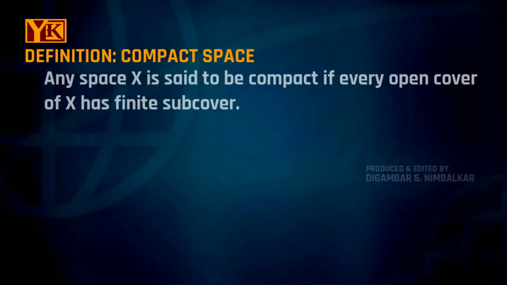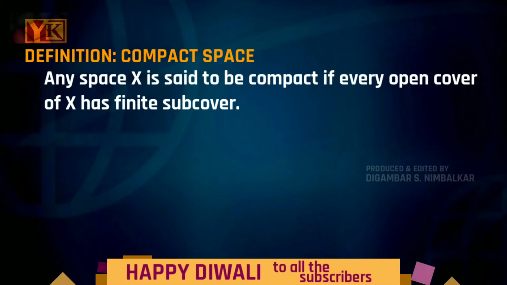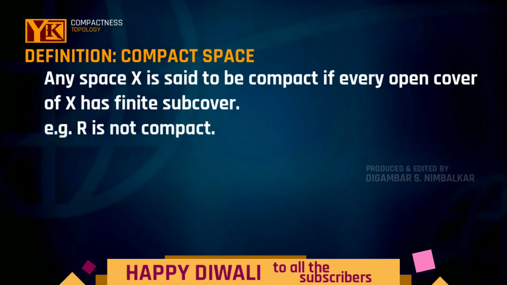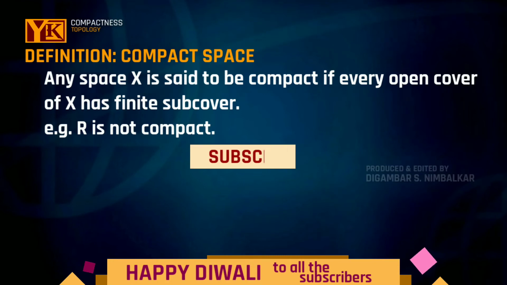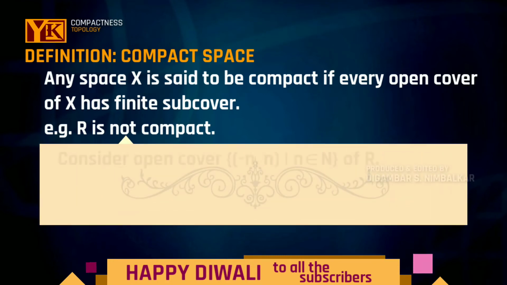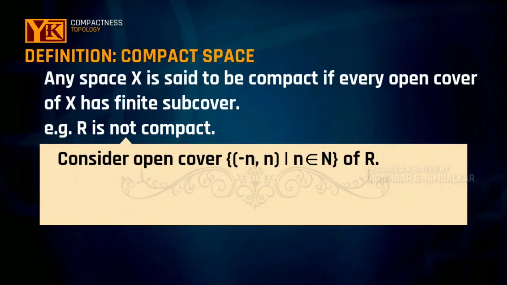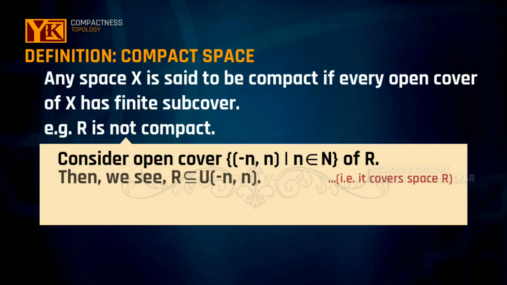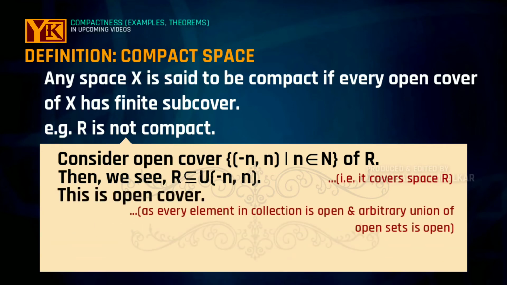Now we will head to the definition of a compact space. Space X is said to be a compact space if every open covering of space X has a finite subcover. For example, space R is not a compact space, since if we consider the open cover equal to the collection of open intervals minus n to n, such that n belongs to natural numbers, then the union of these intervals will cover space R. Now this is an open cover of R.